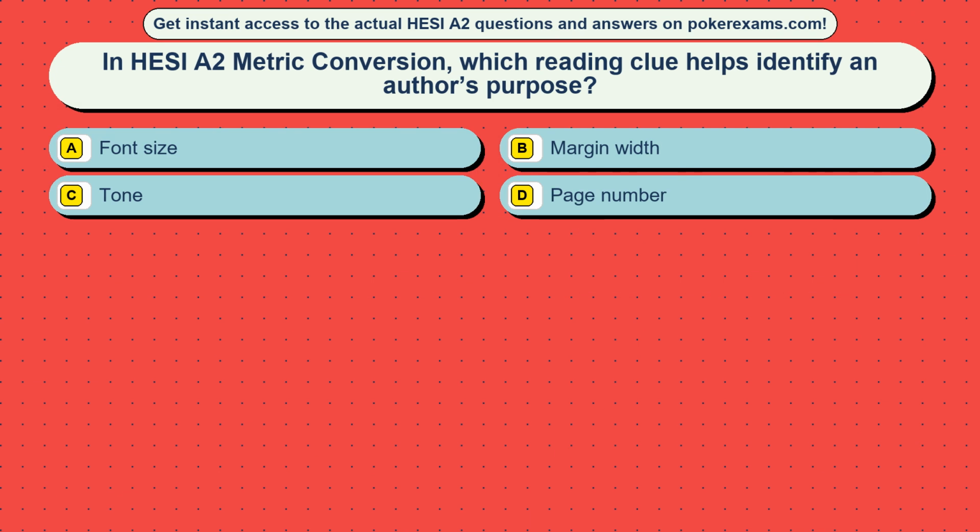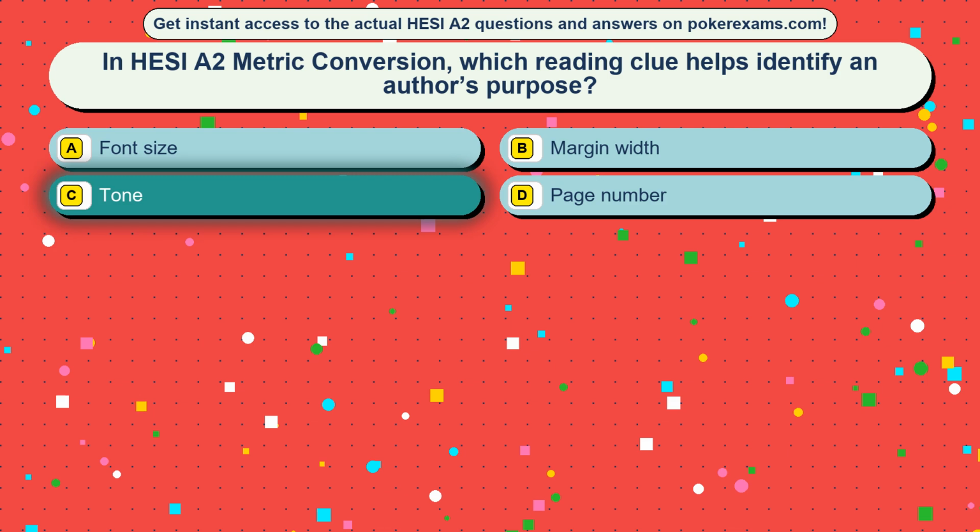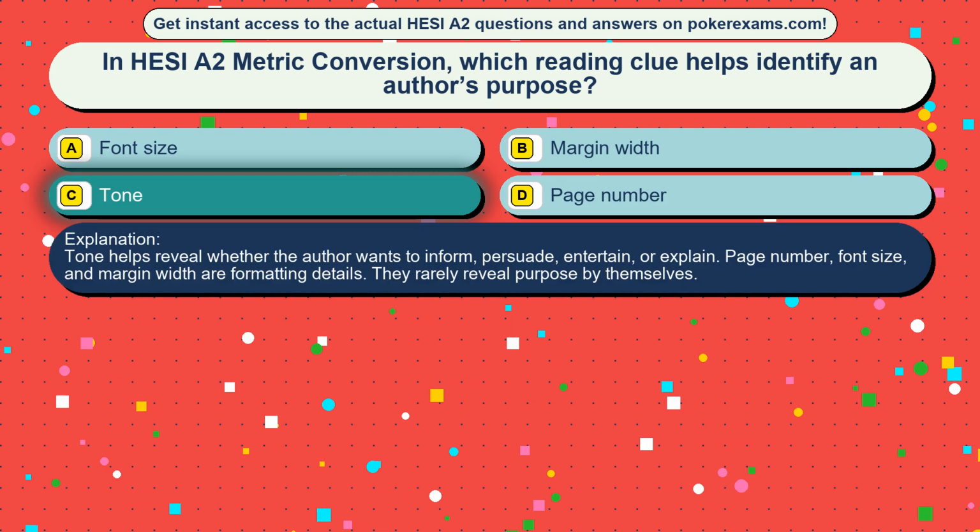Question 3. In HESI A2 metric conversion, which reading clue helps identify an author's purpose? Option A, font size. Option B, margin width. Option C, tone. Option D, page number. The correct answer is option C, tone. Tone helps reveal whether the author wants to inform, persuade, entertain, or explain. Page number, font size, and margin width are formatting details. They rarely reveal purpose by themselves.